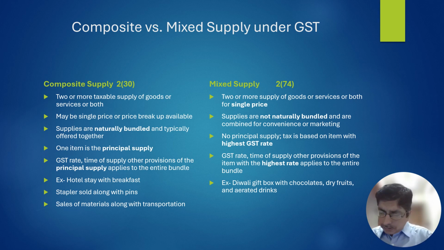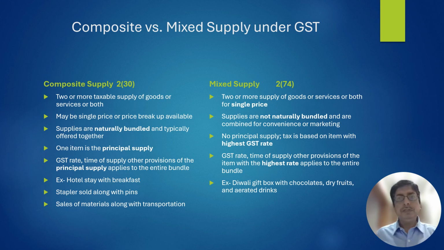And the mixture need not be only between goods and goods or service and service. It may be between goods and services. For example, sale of material, along with which a transportation service is given. Then the transportation is a secondary supply, and the supply of material is the principal supply. Then this service element will lose its identity and the whole bundle will be treated as sale of material.